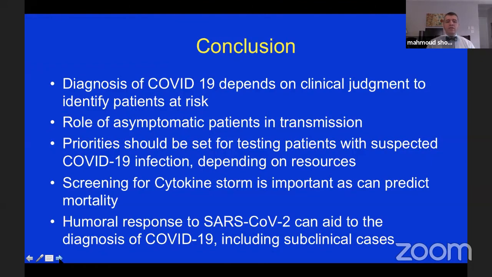We need to screen for the cytokine storm in some patients to identify who's at risk of severe complications and higher mortality. And fortunately, with the improvement in testing, the human response to SARS-CoV-2 can aid in the diagnosis of COVID-19, including those subclinical cases.